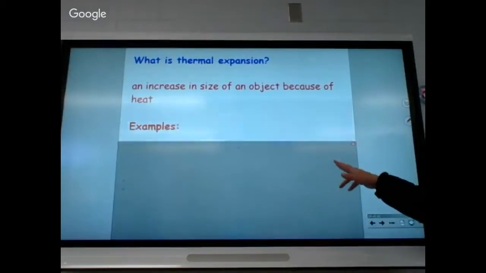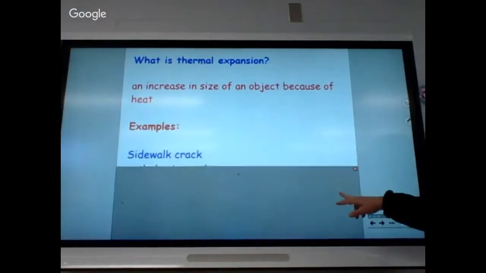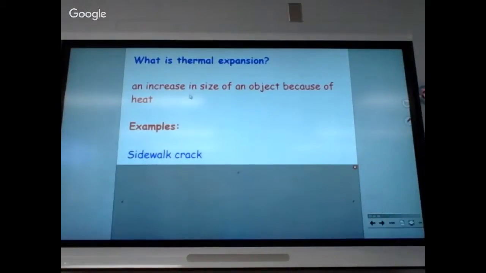All right? One of them that y'all might be familiar with are sidewalk cracks. In the summertime, sidewalks get heated by sunlight, and they are going to expand. Okay, their particles move faster, they spread out. If we don't leave gaps about this wide between sections of sidewalk, the sidewalk pushes up against each other and buckles. And so the city has to come along, chop up the sidewalk, and they have to put down new concrete. That's expensive.